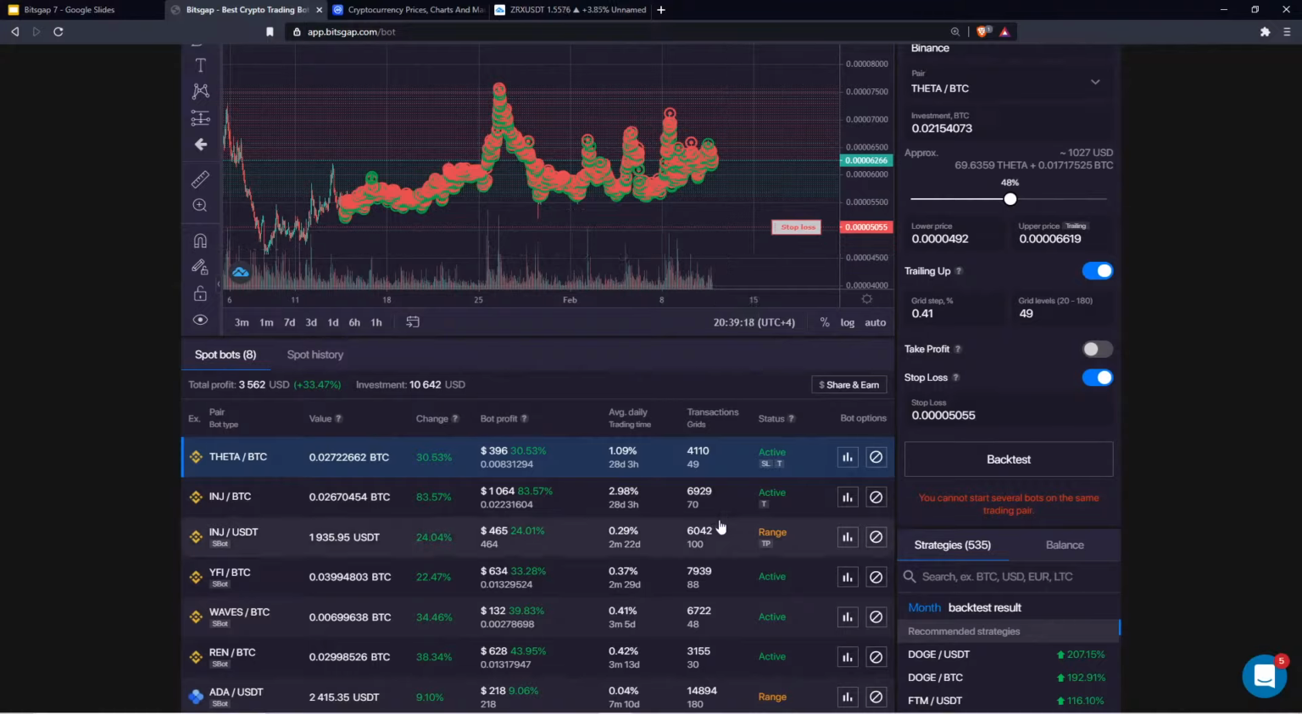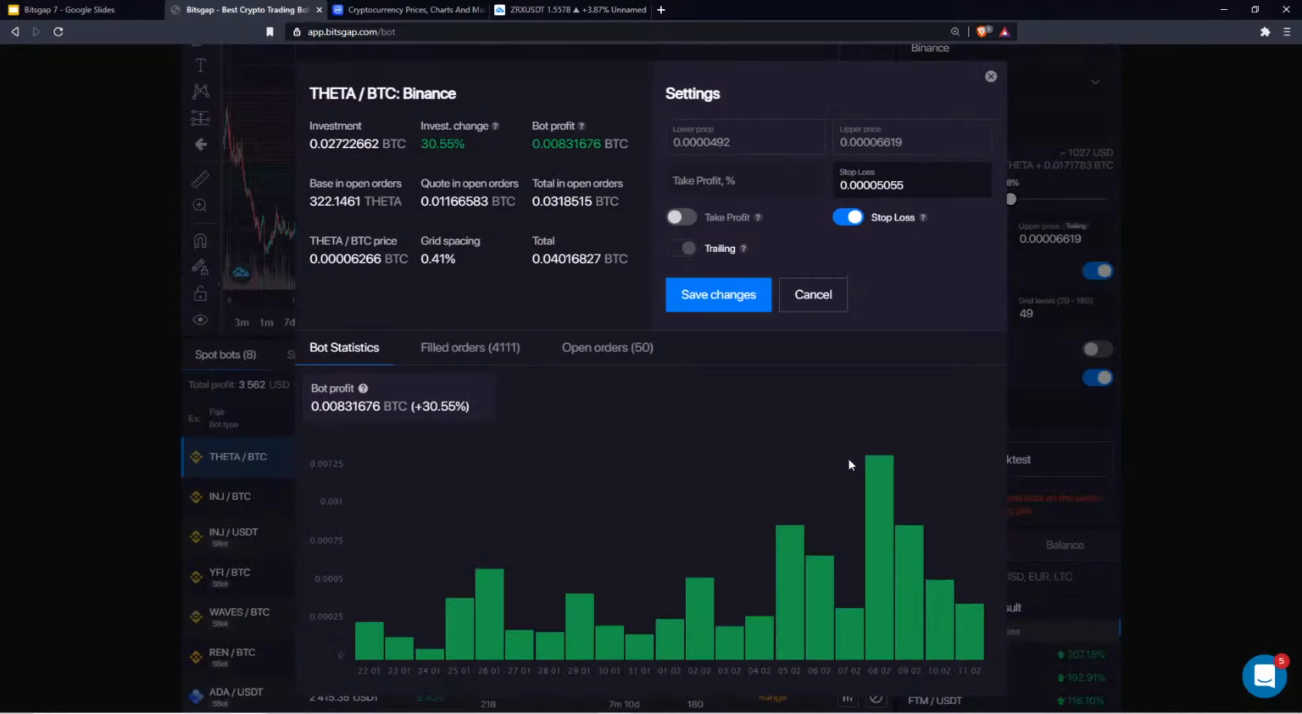Okay, so the third option to exit the market is the take profit. The take profit is basically when the investment change, that's the third column, reaches a specific percentage that you set, it will automatically close the bot and sell all of the base currency. So for example, Theta trading to Bitcoin. Do I have the take profit? No, I don't. But here I can always set it.